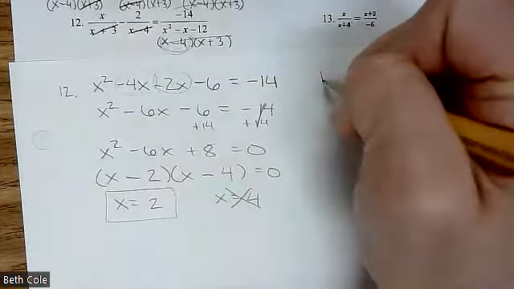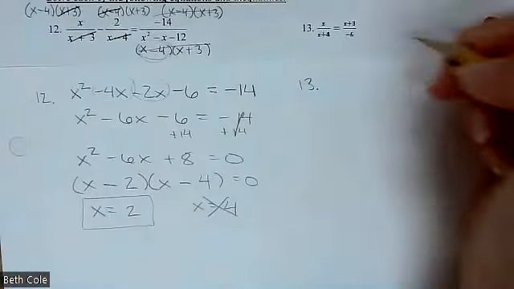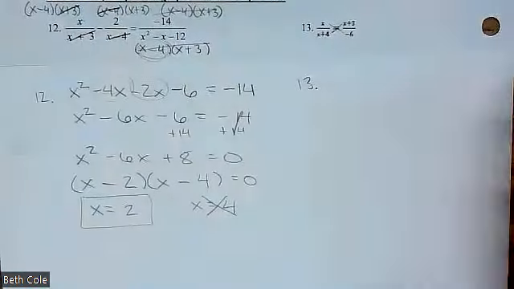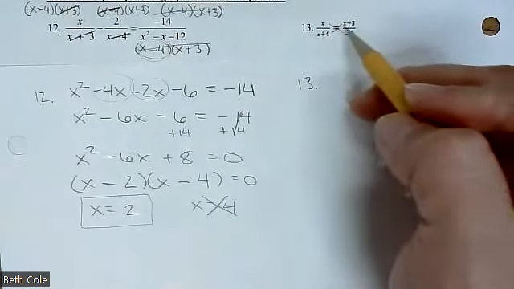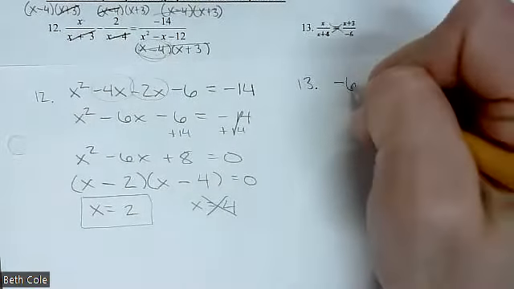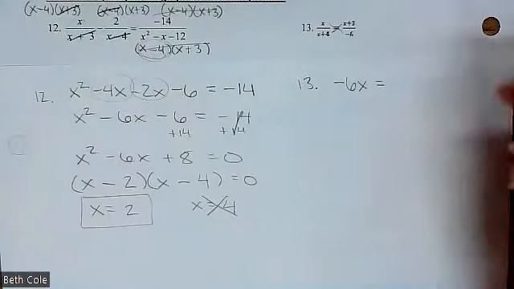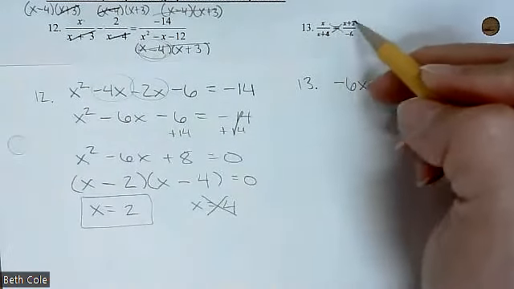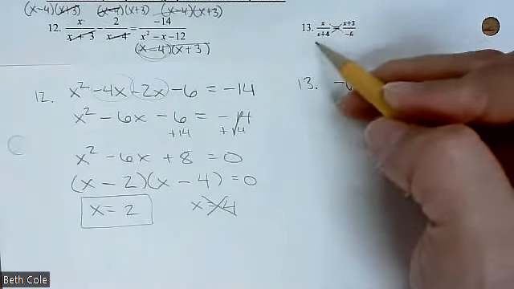Let's just do the first step for 13, just so I can get you started. You would cross multiply these. This way it would give you negative 6x. And then this way you have to do FOIL. You have to multiply those together. It's first, outside, inside, last.